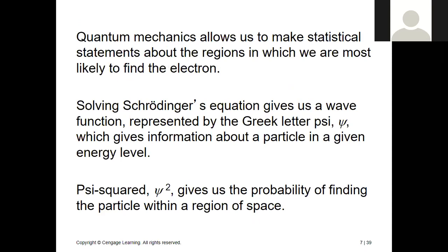So what quantum mechanics, or wave mechanics, tells us is we cannot determine exactly where the electron is in an atom, but we can make statistical statements about the regions in which we are most likely to find the electron. Solving the Schrödinger equation gives us a wave function, psi. This gives us information about a particle in a given energy level. Psi squared gives us the probability of finding the particle within a region of space.